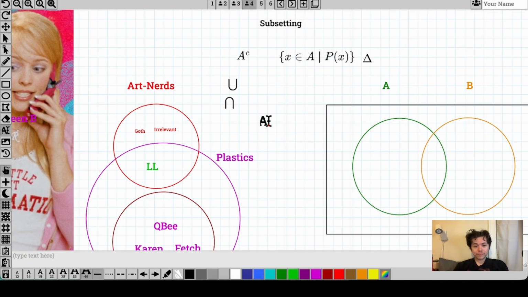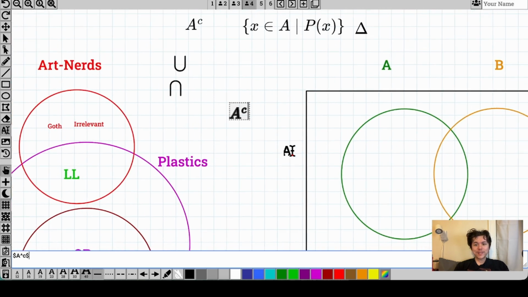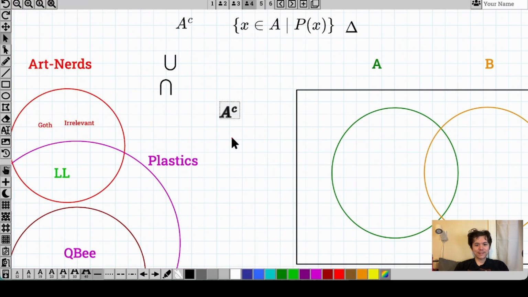Now, complement is an interesting one. It's exactly all the elements that are not in a set. And so this is a unary operation. You only take one set as the input to this, and it's kind of contextual.